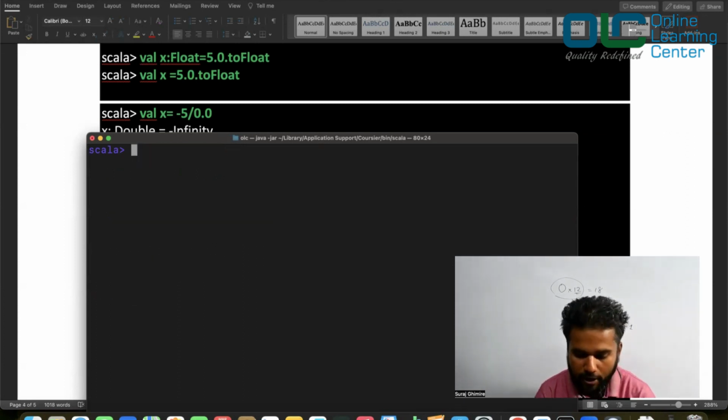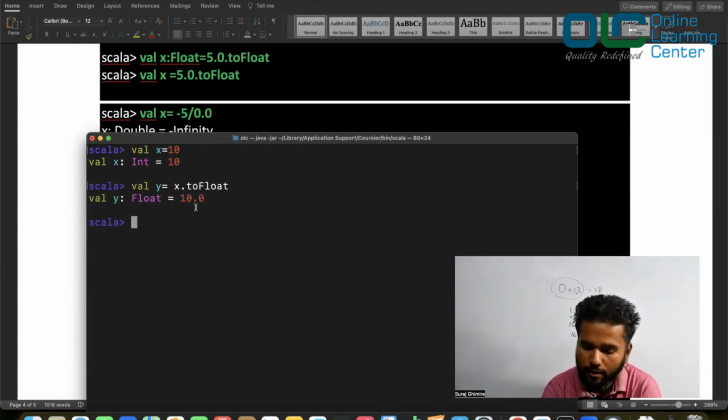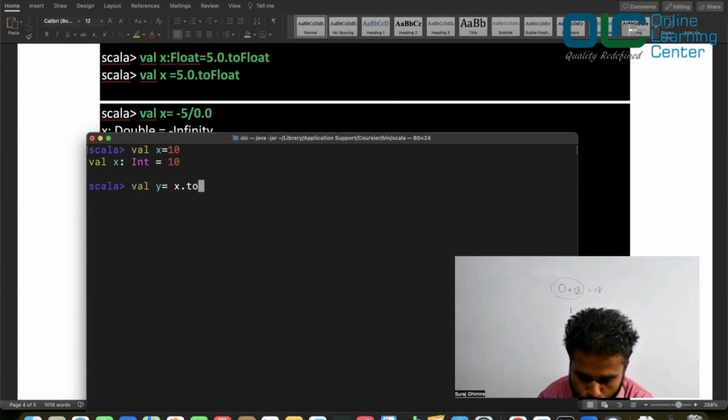Now let's try to link it up. What if I have, well, x is equal to 10? Now let's say I want to convert this to a float and store it in a variable y. Well, y is equal to x dot toFloat. Hit enter, and what I got is 10.0, right? So this is how the conversion can happen.